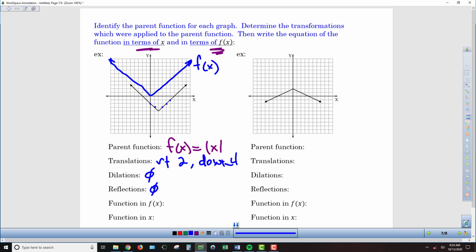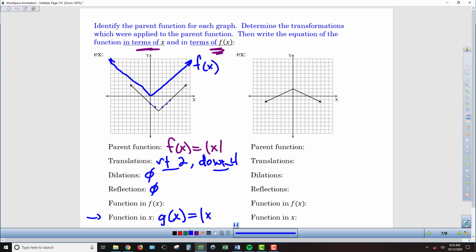So we want to now write the function. I'm actually going to start with writing it in terms of x. So we want to write the actual equation of the graph that we see. So my function g of x is going to be equal to, now I have to incorporate these two changes. To get a shift to the right 2, that means we're going to add or subtract a number on the inside of the absolute value.